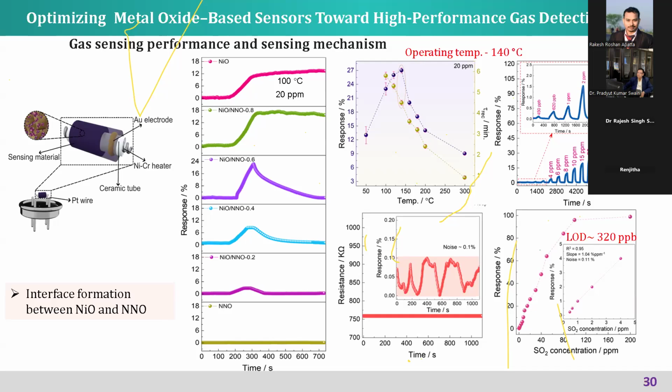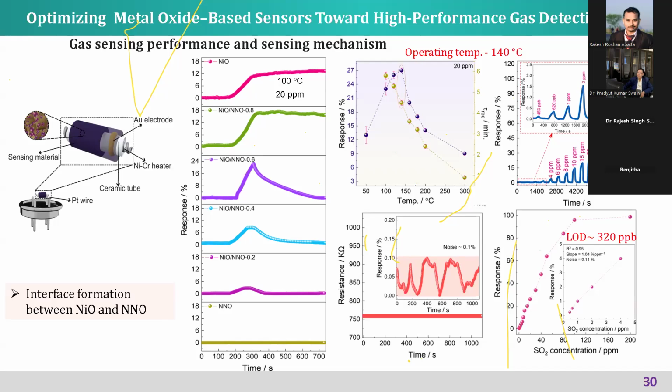Okay, sir. So there is one last question. Is there any possibility to avoid the effect of relative humidity on the room temperature gas sensor? No, ma'am. We cannot avoid it actually. The humidity part cannot be avoided.